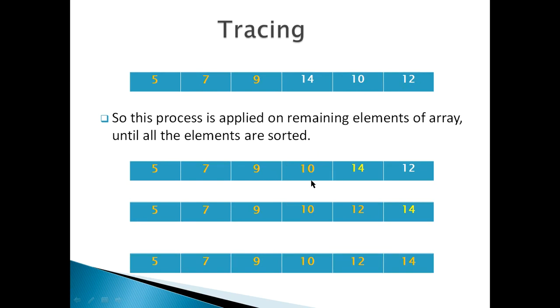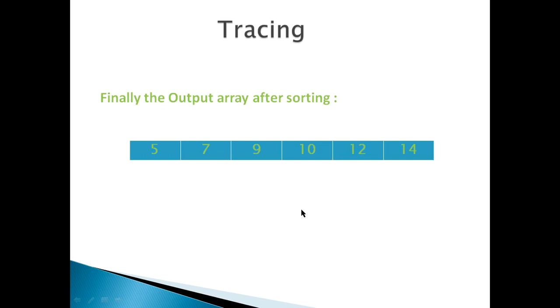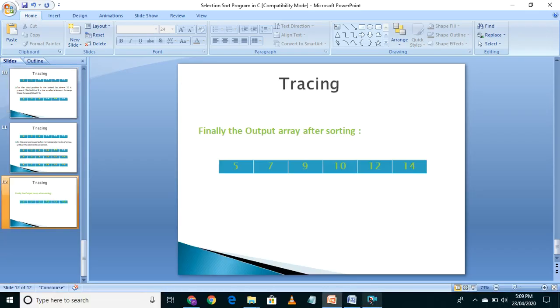So how it appears now? For 14, 10, 12, you compare 14 with the 10. 10 is smallest, right, among this. So swap 10, 14, 12. Now 12 is again sorted, right? What we have left now? We have now 14. So 14 is added to the list. So this is how it goes. So finally the output array after sorting is 5, 7, 9, 10, 12 and 14.